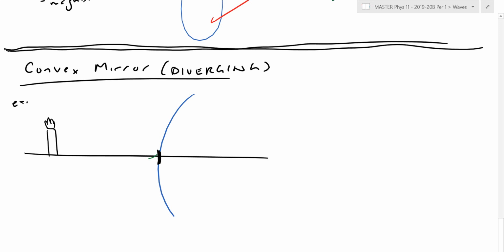This time, curiously though, we still have our vertex. That's where our mirror touches the principal axis. This time, the center of the circle is actually inside the mirror, and your focus is also going to be inside. This is going to be the negative side of the mirror, as we'll see in tomorrow's lesson. But here we go. For a ray diagram for a convex mirror, we're going to start off with a parallel ray.